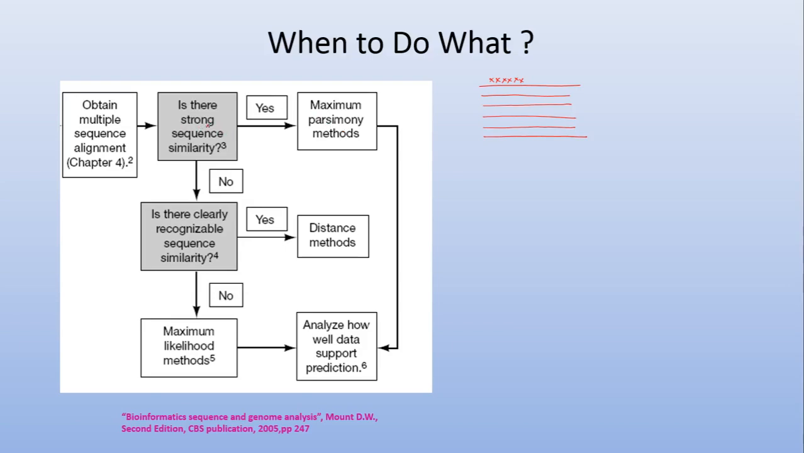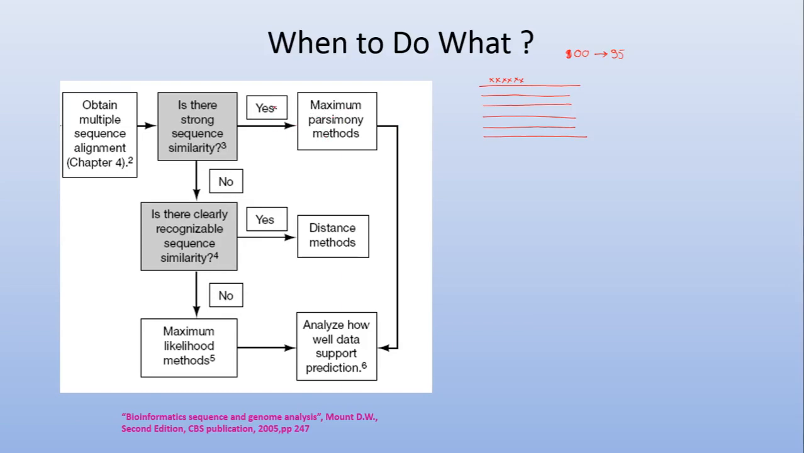What exactly do we mean when we say that there is strong sequence similarity? If in your multiple sequence alignment there are, say, 100 columns, and of these 100 columns there is a high level of conservation in more than 95 columns, then we say that there is strong sequence similarity in the given multiple sequence alignment. If that is the case, then you are advised to use the maximum parsimony method.